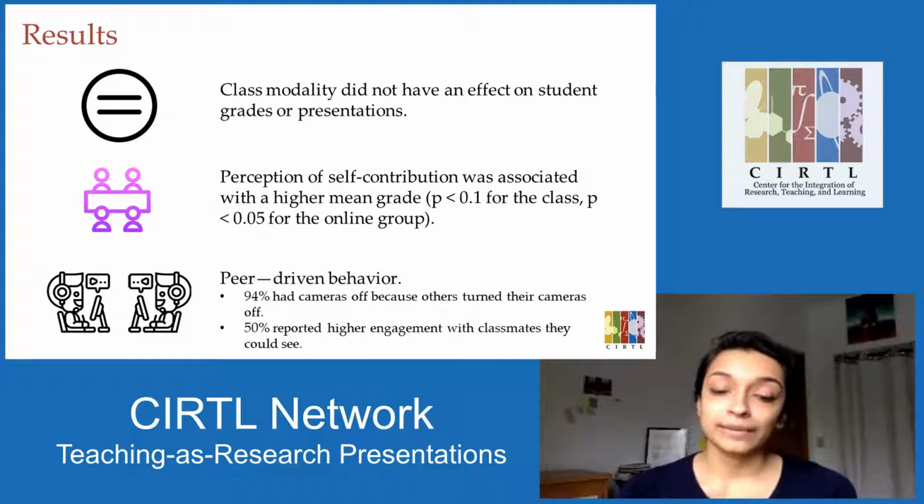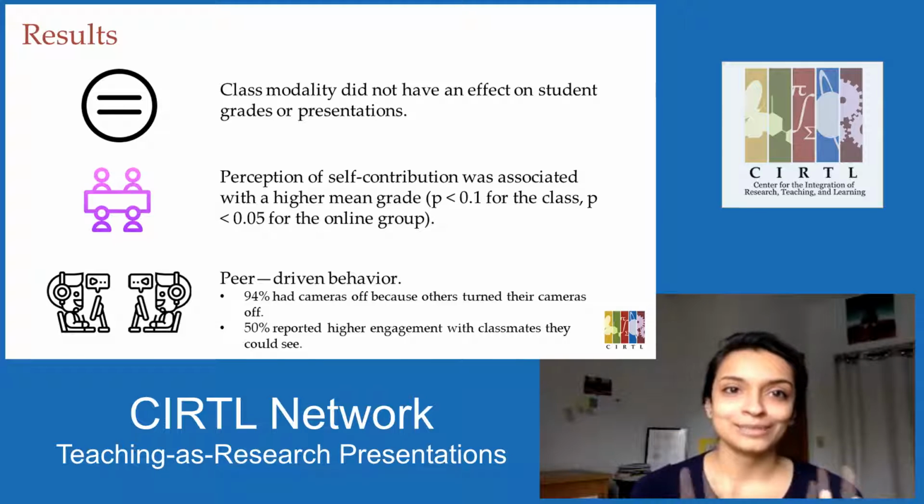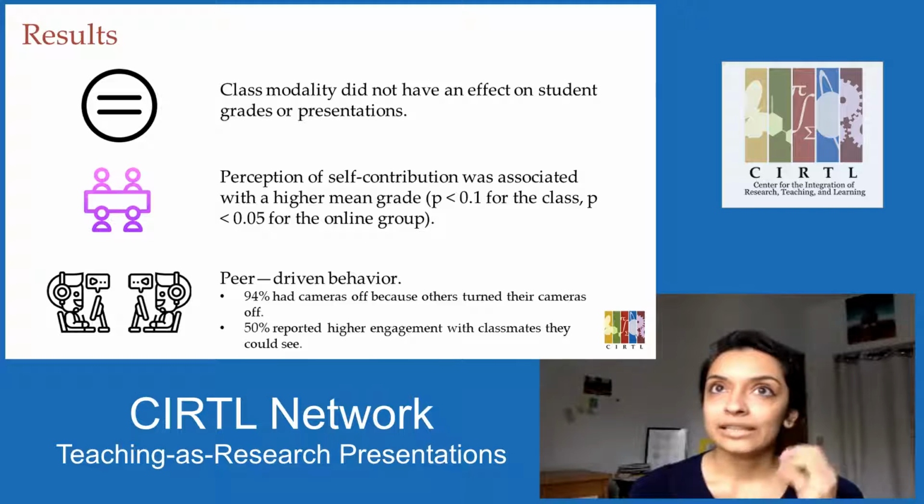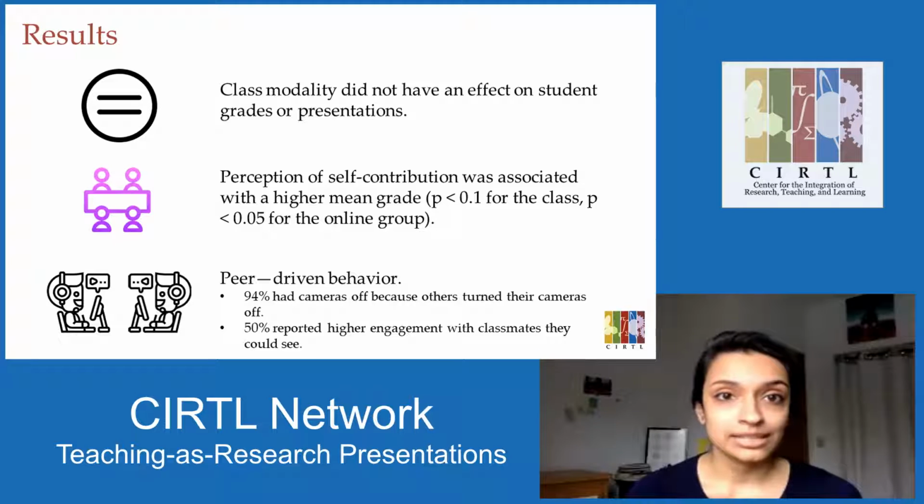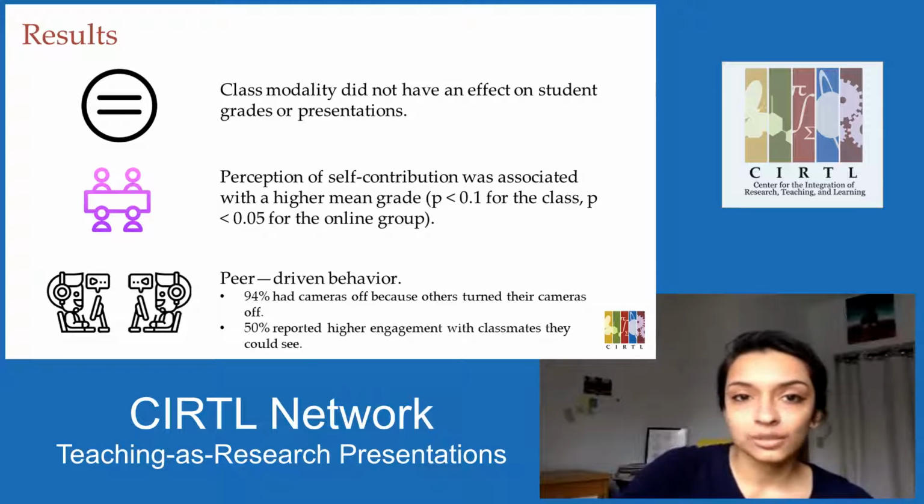And finally, as far as the camera usage question goes, overwhelmingly, we found that camera use was peer-driven. So 94% of students reported having their cameras off because nobody else in the breakout room had their camera on, which is really interesting because when you look at the second statistic there, it says that 50% of students reported higher engagement with classmates that they could see. And the thing that came up in our pandemic concerns assessment was this group at least did not have any concerns in terms of access to technology, concerns about privacy or living situation, etc.